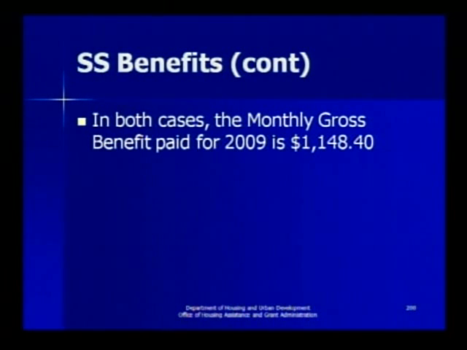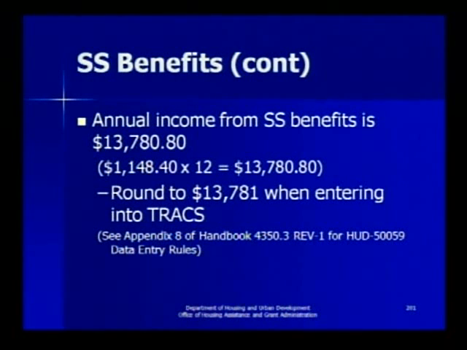$1,148.40. So you would annualize that to arrive at $13,780.80, or rounded, $13,781 when inputting it into TRACS. And that would be the amount of income that you would report that the tenant was receiving from Social Security benefits.